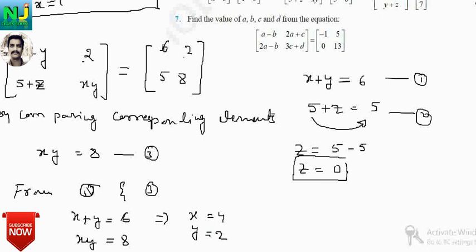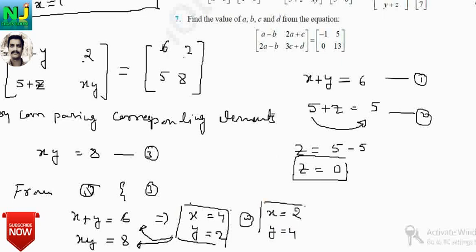So x is equal to 4 and y is equal to 2 is one possibility. 4 plus 2 is 6, and 4 times 2 is 8. Or x is equal to 2. Sir, I will take x is equal to 2 and y is equal to 4. Take it, no problem. x and y are unknown. Again, if you add x and y you get 6, and if you multiply x and y you get 8. No problem. So what are the values of x, y, z?